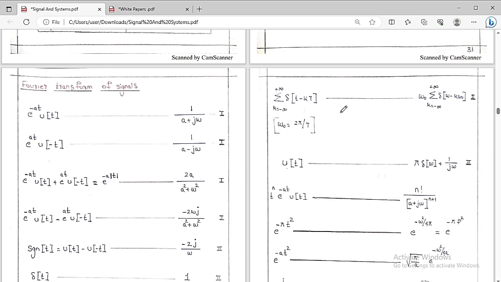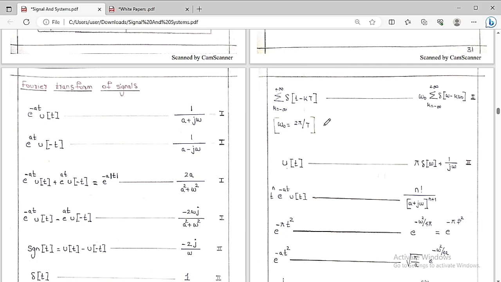So for this periodic signal, we are going to figure out the Fourier transform, which is omega naught into sigma k equal to minus n to plus n of delta of omega minus k omega naught. Here I have replaced capital T by omega naught, and the remaining everything is the same. But omega naught is equal to 2 pi by T. So this is what I am trying to tell you.